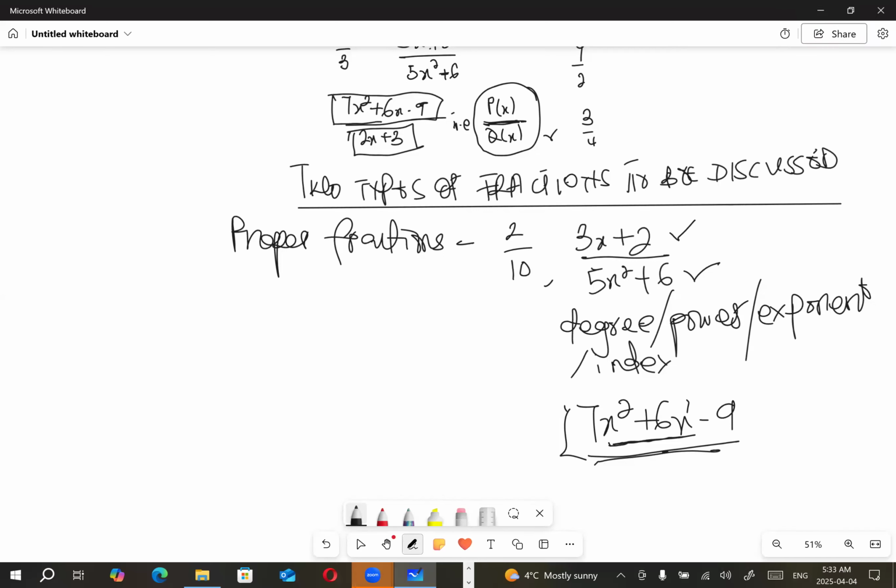Yes. All right. So now back at the expression I gave you, 3x plus 2 all over 5x plus 6. With this one, when you consider the numerator, the degree is what? 1. When you consider the denominator, what is the degree for the expression? 2. So what kind of fraction is it?